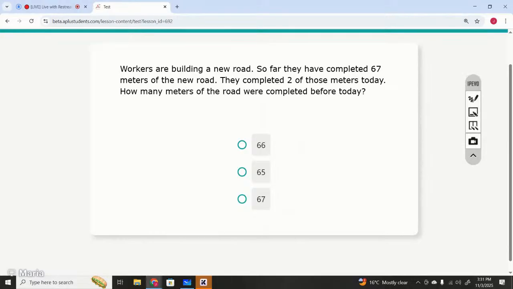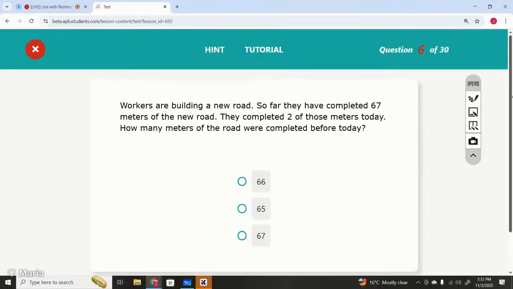Workers are building a new road. So far, okay, you can complete the lesson by yourself later today. Let me just move on to the next lesson.